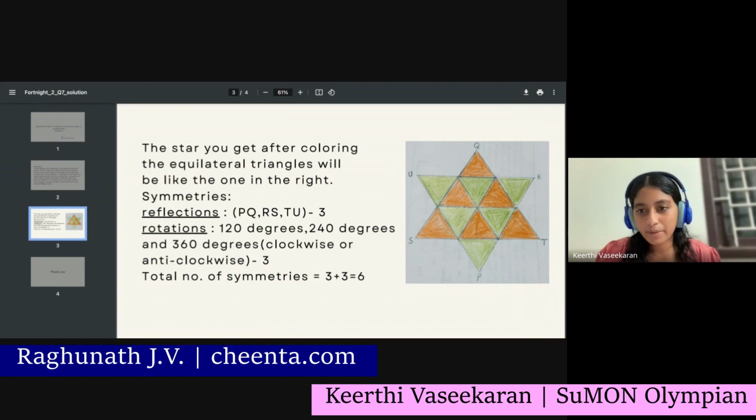This will be the same even when we do it anti-clockwise, because rotating it 120 degrees clockwise is the same as rotating it 240 degrees anti-clockwise and vice versa. So we get 3 symmetries through rotations. And now when we add, the total number of symmetries would be 6.